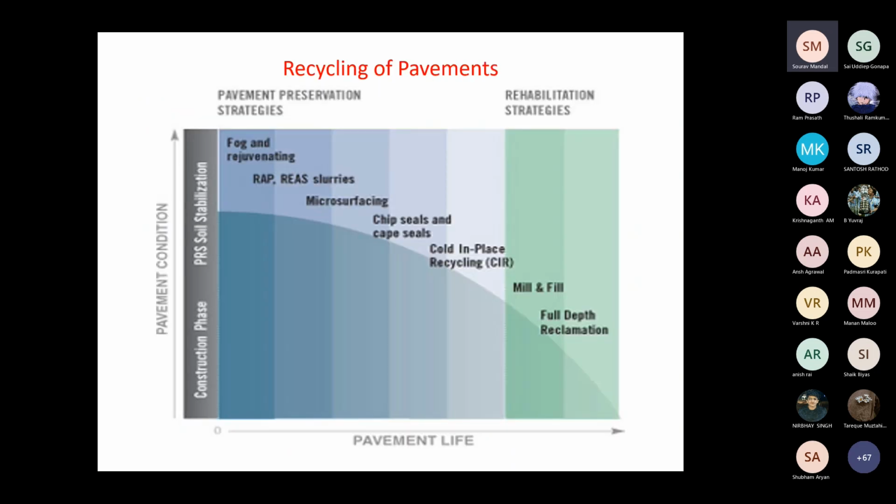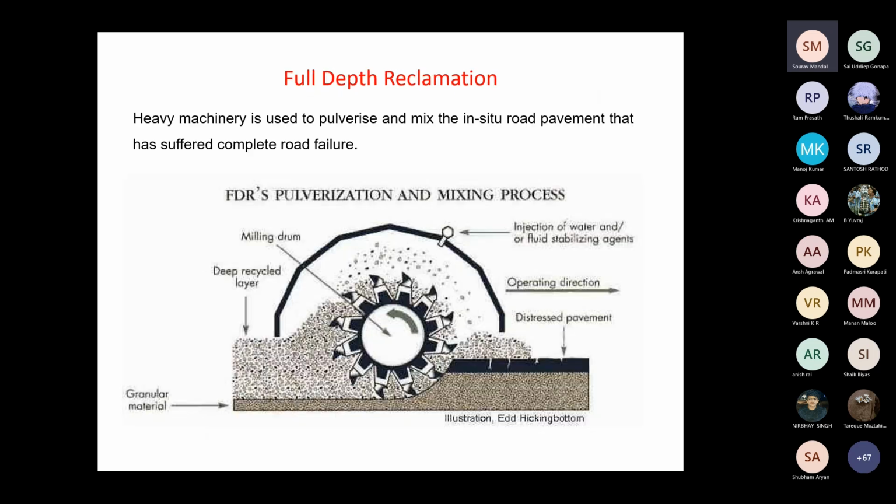So depending on the pavement life left or the condition of the road, you can provide different strategies, or rehabilitation measures can be adopted. Like in the beginning, you can provide fog seal and some rejuvenating or preventive measures. Then other different treatments can be used. Now, if it is already fully damaged, then you can go for full depth reclamation only.